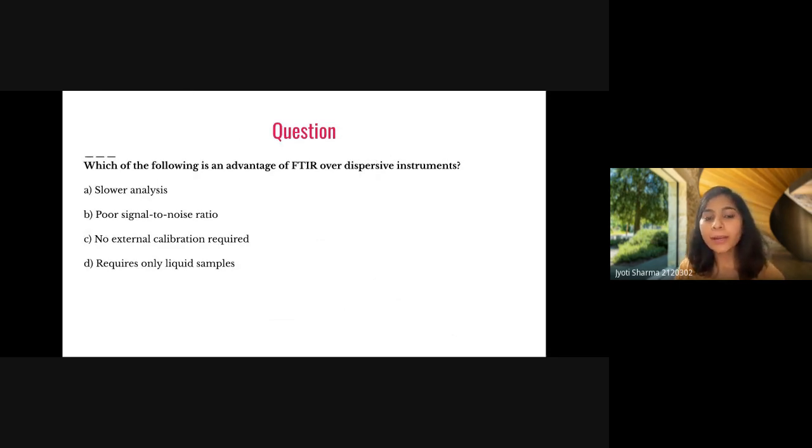Can you tell me what kind of advantage we have of FTIR? So this is one type of spectrometry and it has advantages over dispersive instruments.